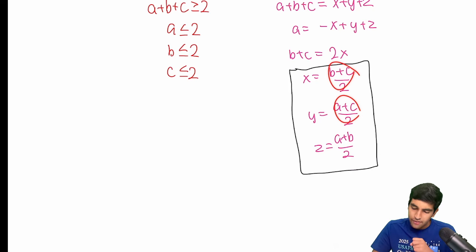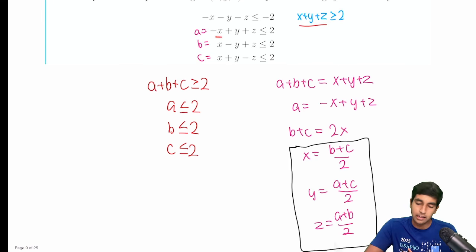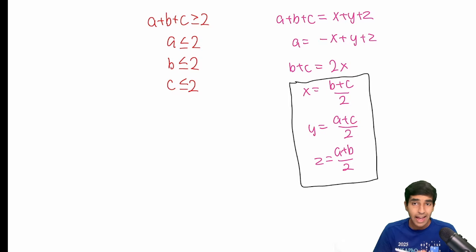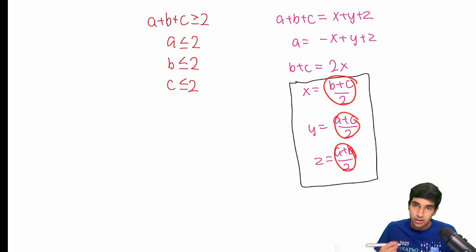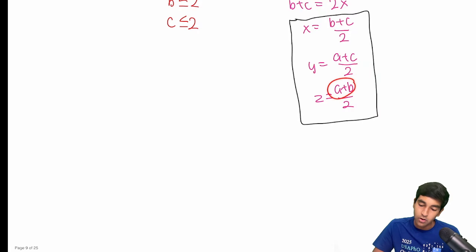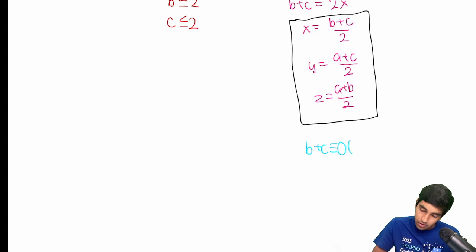A, B, and C clearly have to be integers, right? These are integers, so these quantities have to be integers. But A, B, and C being integers does not guarantee that x, y, and z are integers. We need this to be an integer and not something like 0.5. So we need B + C to be a multiple of 2, we need A + C to be a multiple of 2, and A + B to be a multiple of 2. So B + C is 0 mod 2. I'm not going to write it all out this time. There's a much simpler way to think about it.